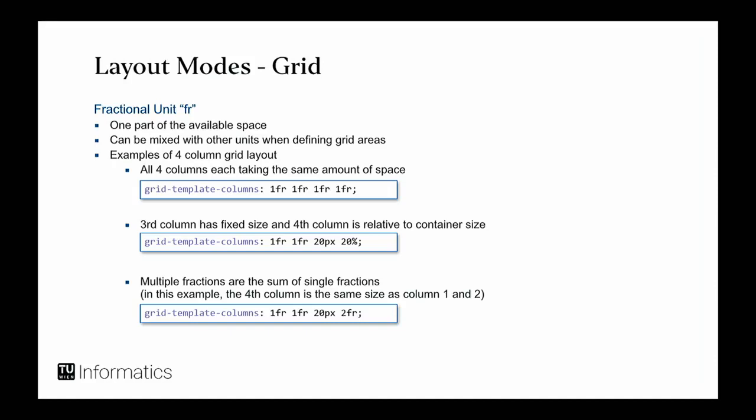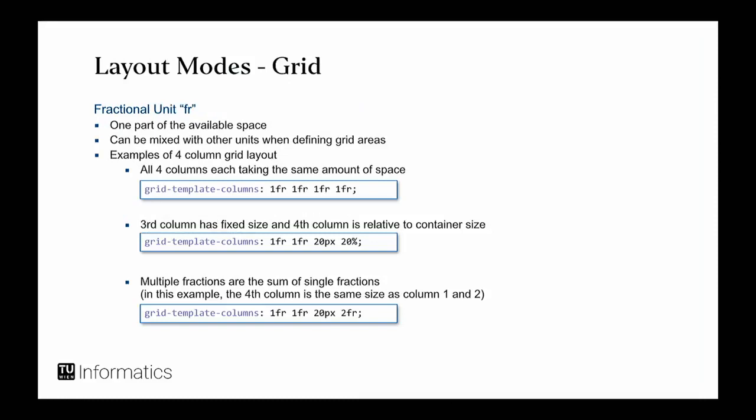Now, you might ask yourself, why would I mix in absolute units? Well, sometimes you might need to have a very concrete width or height within an element. Let's say if you're displaying an ad or you're displaying some info box that has to be a certain size. But then the other elements within that grid, for instance, can flow around this depending on the window size. And that's what the second example shows. And the third example is also interesting because we can also use multiples of fractions. The first column has one fraction, the second column has one fraction, and then the fourth column actually takes up the size of the second and first column. So it's a relative measure within the grid.